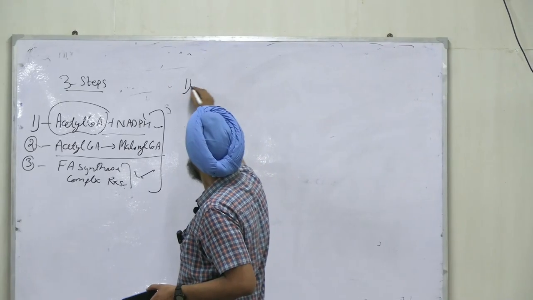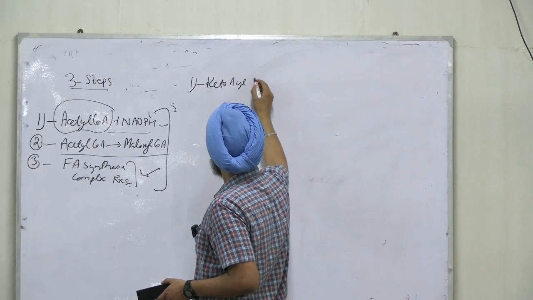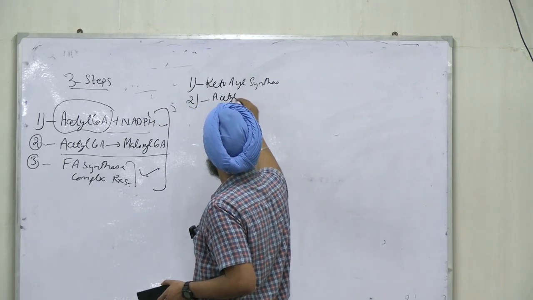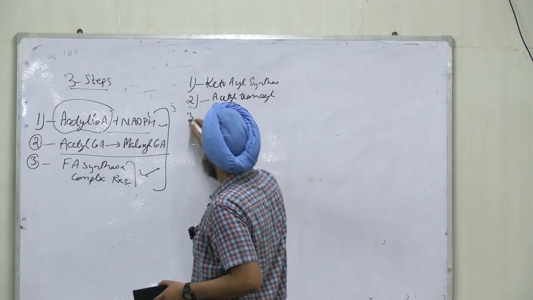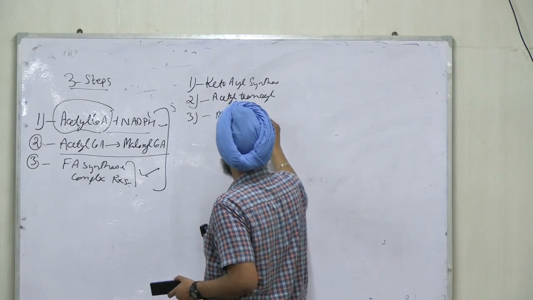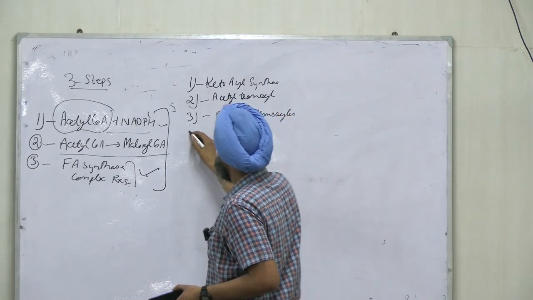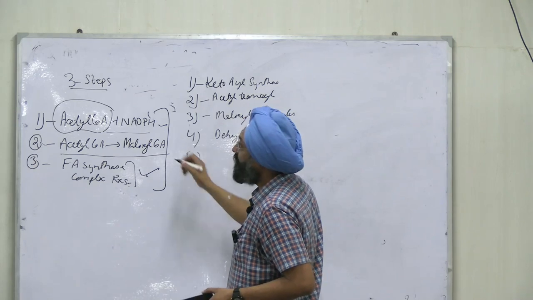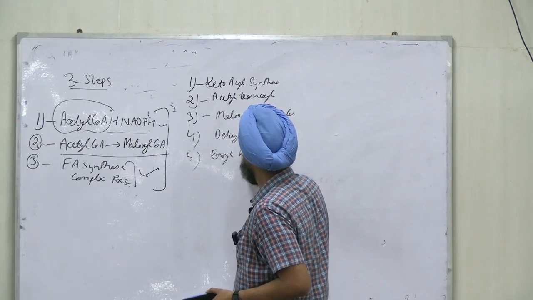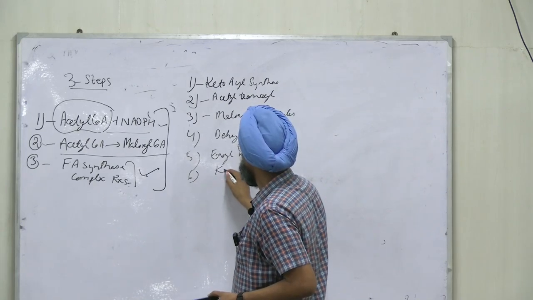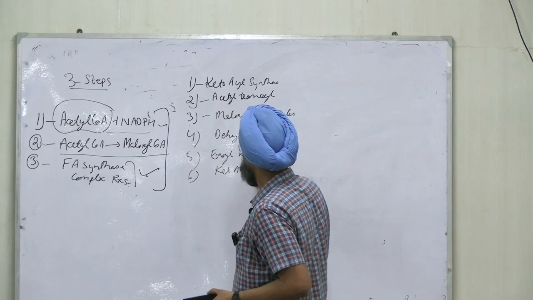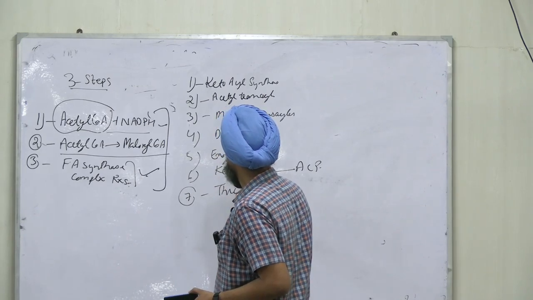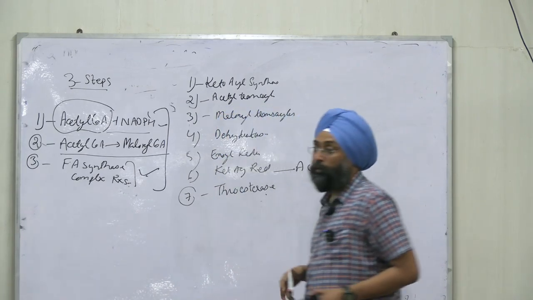Let's make a mnemonic for this. Ketoacyl synthase, second is acetyl transacylase, third is malonyl transacylase, fourth is dehydratase, fifth is enoyl reductase, sixth is ketoacyl reductase, seventh I told acyl carrier protein is attached, and seventh is our thioesterase. So these are the 7 enzymes.